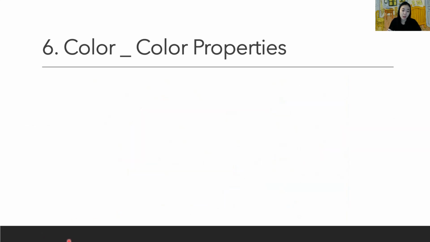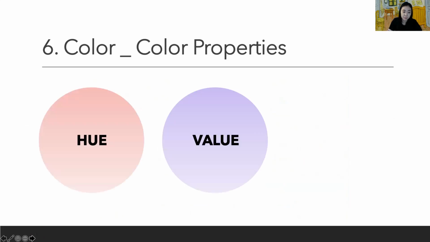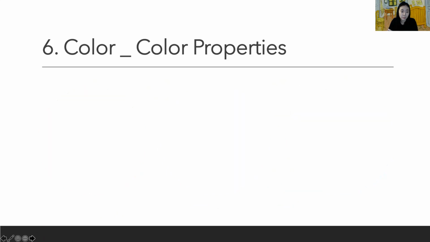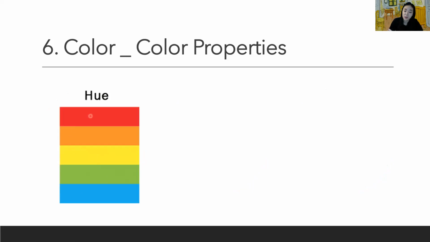So now let's talk about color properties. Any color has 3 properties: hue, value, and saturation. Let's see what these are. Hue is the name of the color according to the categories of the color wheel, like red, orange, yellow, green, blue, like that.